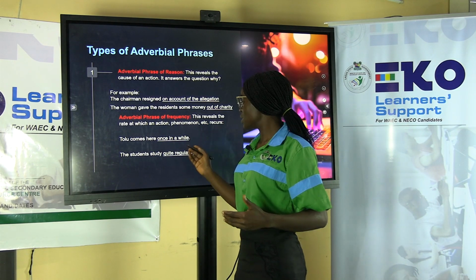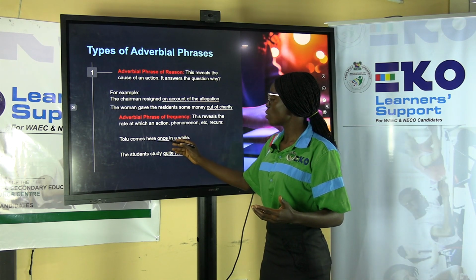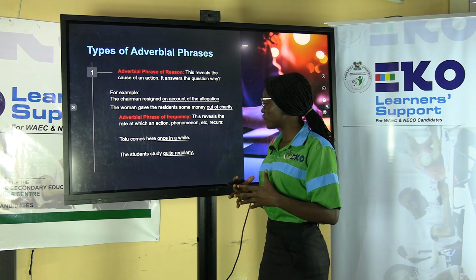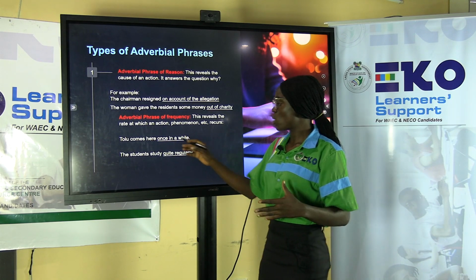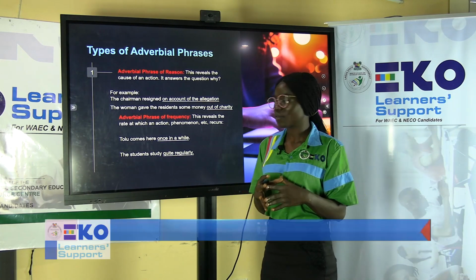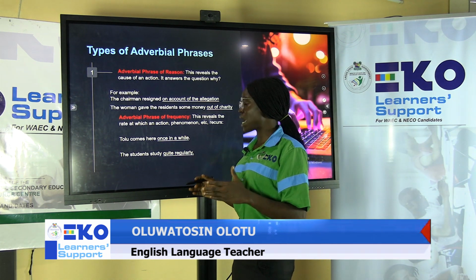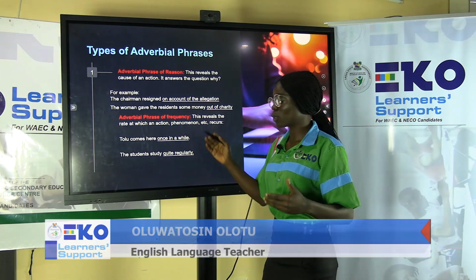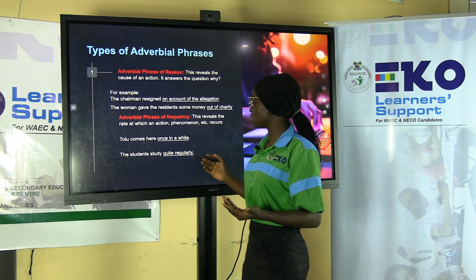It's an adverbial phrase because we have more than one element, so it becomes a phrase, and it's a phrase because it doesn't make a complete thought. Once in a while doesn't make a complete thought. Quite regularly doesn't make a complete thought. So that is why it is referred to as an adverbial phrase of frequency, because it tells us how often something is done.